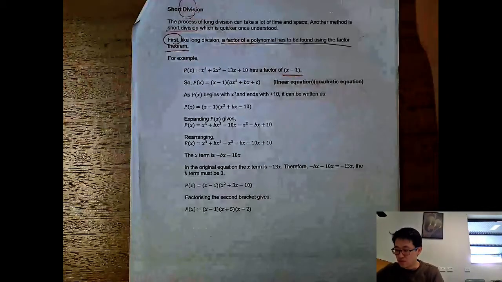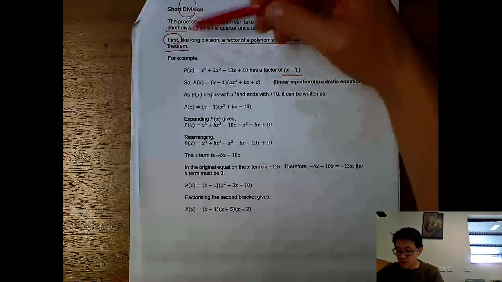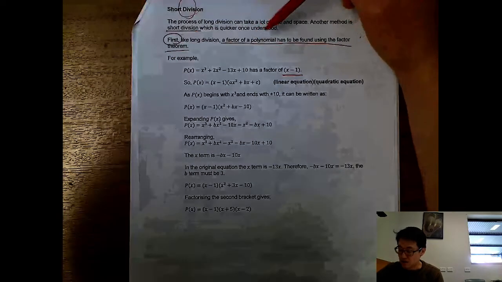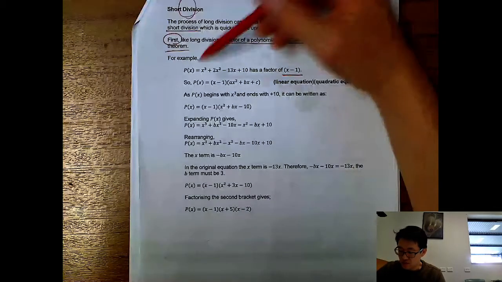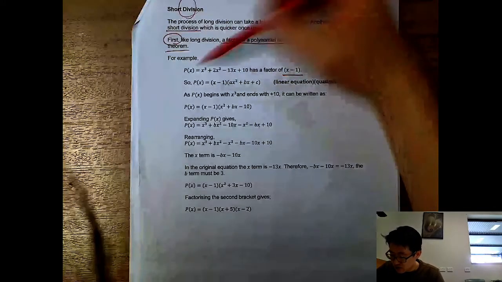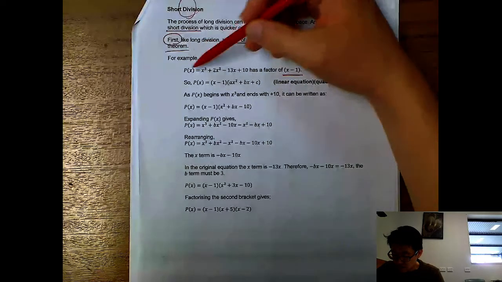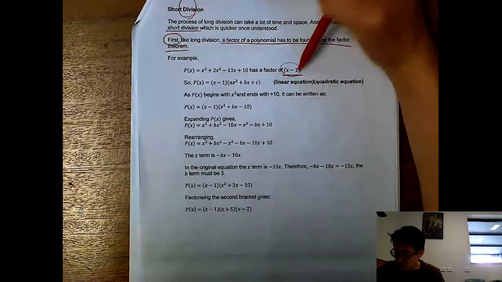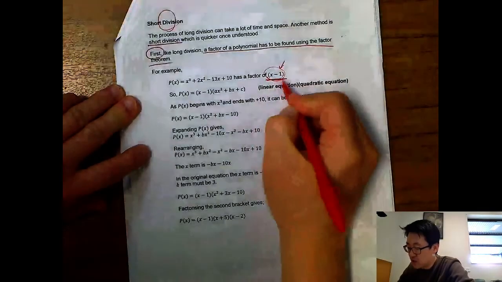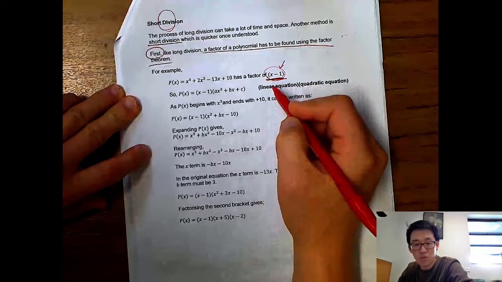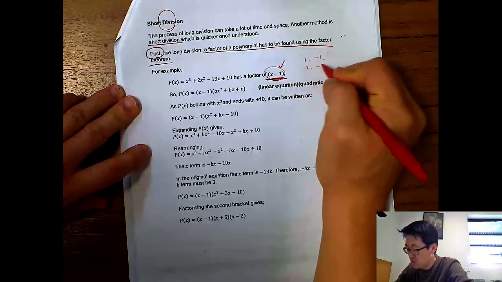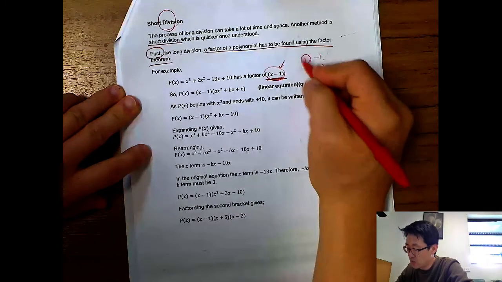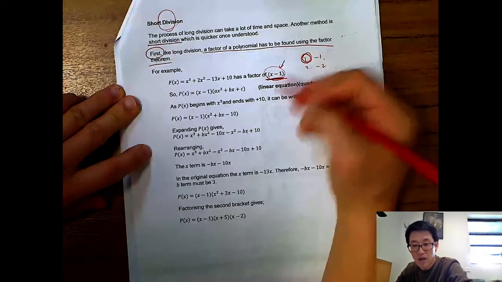Another method is short division. First, this is a bit faster. A factor of a polynomial has to be found using the factor theorem. So in this case, our example here has a factor x minus 1. If no factor is given, what do you need to do? Trial and error. You have to put 1, minus 1, 2, minus 2. In this case, I realized when I put 1, that became a 0.